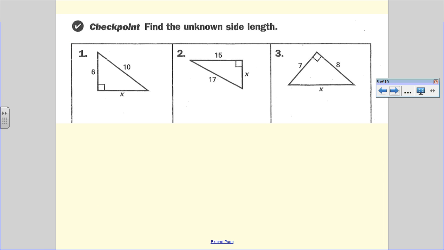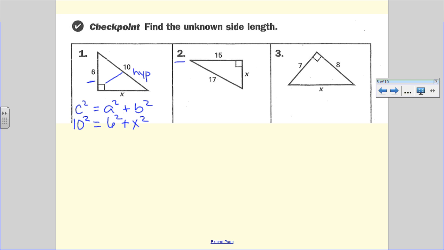So, ladies and gentlemen, your checkpoints and on your own, all right? If we look here, I'm going to start you off by letting you know that this is your hypotenuse. So you're going to make sure that you're plugging that into c squared is equal to a squared plus b squared. So you found your 10 there. So this is going to be 10 squared for your hypotenuse. I'm going to put 6 squared here for my a, and then plus x squared. So you guys can fill that out.